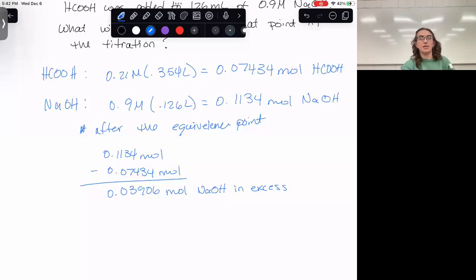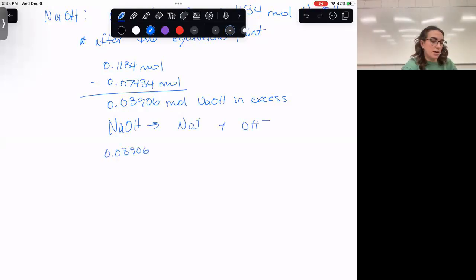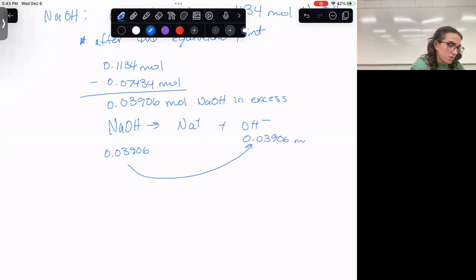Okay, so we have this much excess of NaOH. So how do we find pH? Find the amount of H plus or OH minus. Yep, so we can find the concentration of OH minus, or H plus if you have a strong acid and if you are asked a different question. But in this case, NaOH will completely dissociate into Na plus and OH minus. So all of your moles of NaOH will become your moles of OH minus.